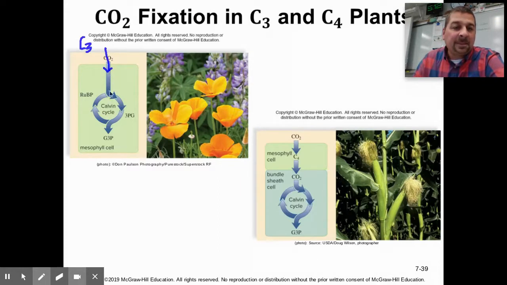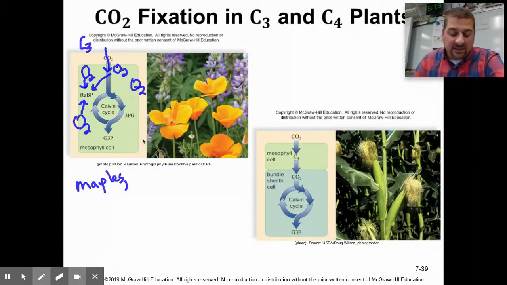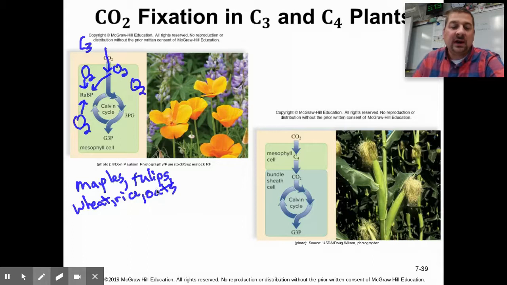Here is your C3 plant. CO2 comes in the stomata, and it goes through the Calvin cycle right here: 3PG, G3P, RuBP. But as the O2 builds up around the mesophyll cell, that O2 can bind to RuBP and shut down this pathway. C3 plants would be most plants, things like maple trees, tulips. When you're talking about crops, this would be your wheat, rice, oats, those kinds of crops.